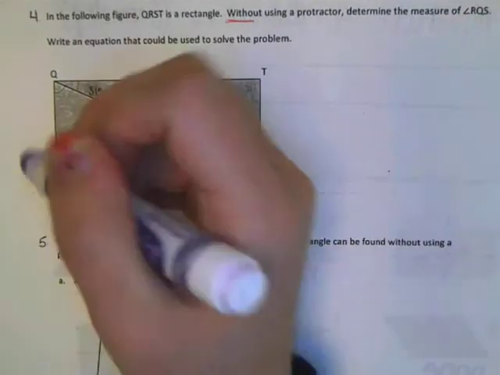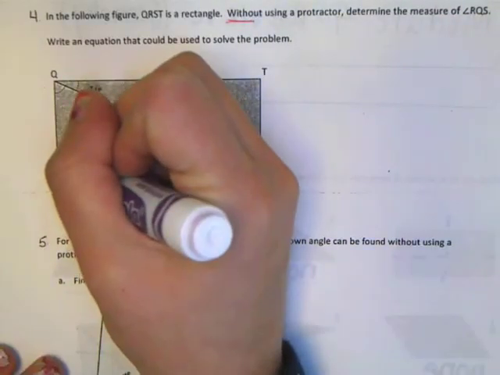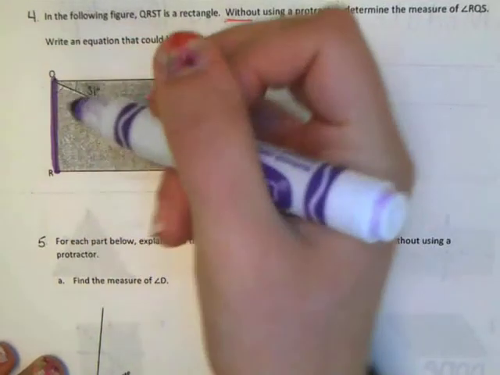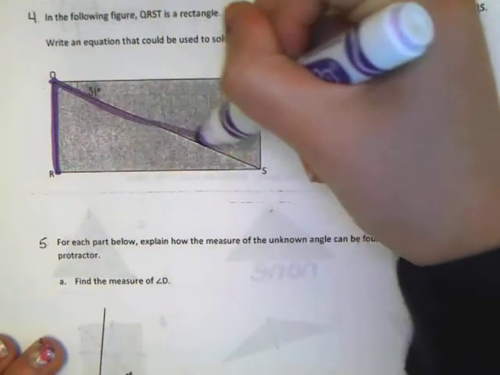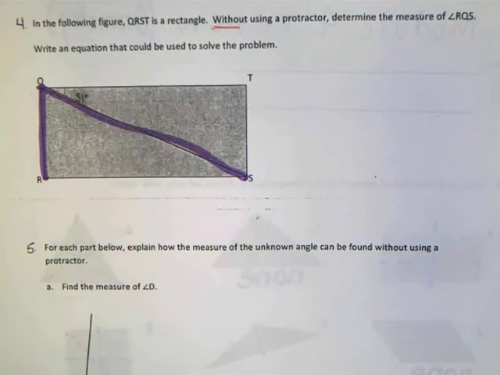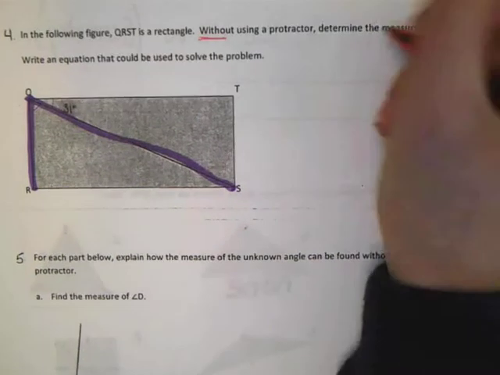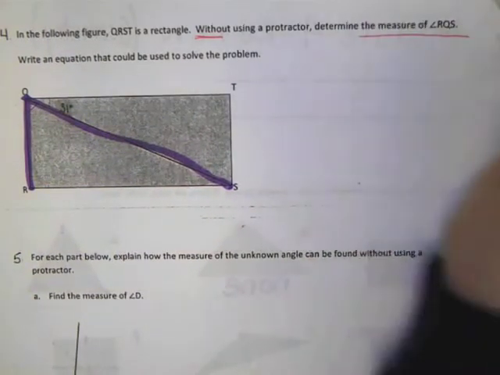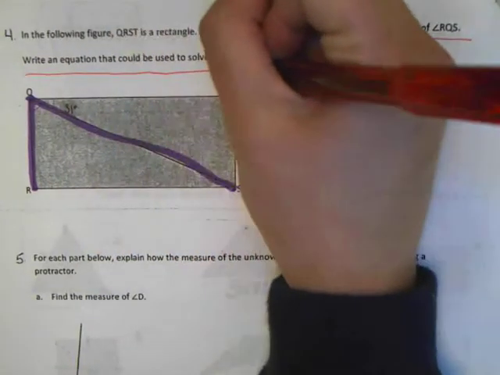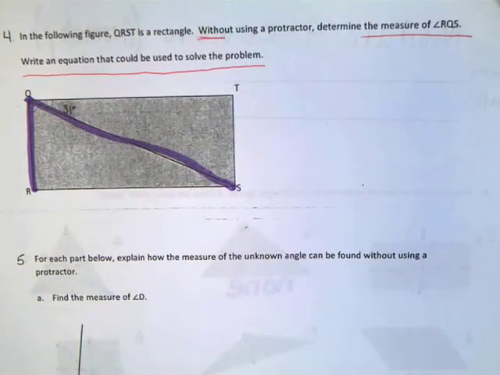So I always start with the first letter, R, and then I move up to Q, and then I go down to S. So we're talking about this angle right here. So determine the measure of angle RQS. Write an equation that can be used to solve the problem. So it sounds like there's two things they want us to do. They want us to find the measure of angle RQS, and they want to write an equation that could be used to solve the problem.